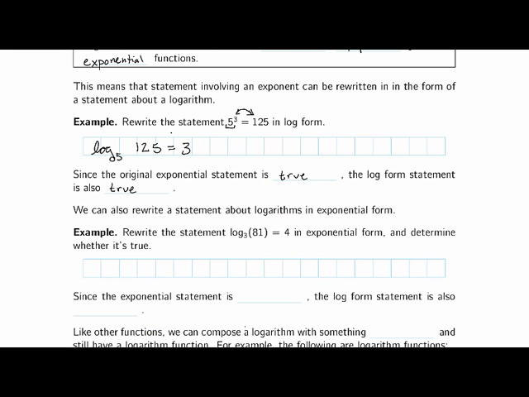So here we have a statement about logs. Log base 3 of 81 is 4. And we'd like to know whether that's true or not. So we're going to rewrite it in a familiar form. So when we do that, the base stays the same. And then the argument and the exponent switch places. 3 to the fourth is 81 means the same thing as this statement. And now 3 to the fourth really is 81. So the exponential statement is true, which means that the statement about logs is also true.